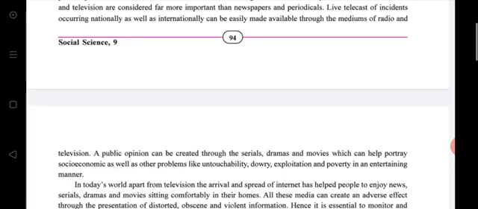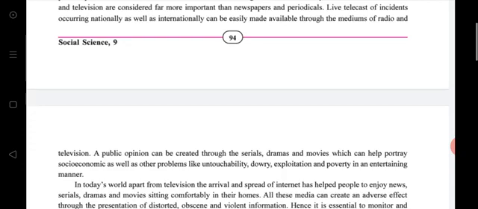No. Read this story? No. Not interested, because all have no time, right? But for the movie purpose, mostly the public goes to the multiplex and sees the movie, and easily the motive of the movie to pass the message is done, right? So public opinion can be created through serials, dramas and movies, which can help portray social, economic as well as other problems like untouchability, dowry, exploitation and poverty in an entertaining manner.